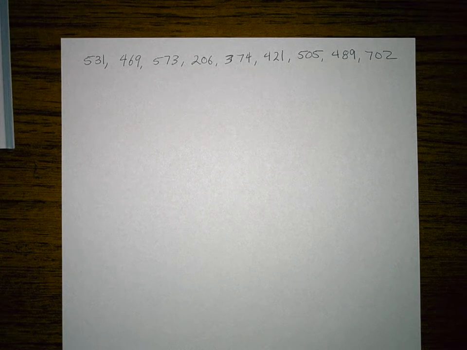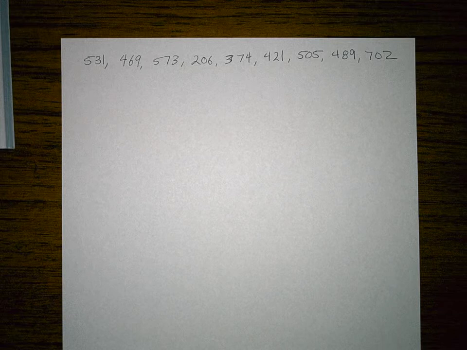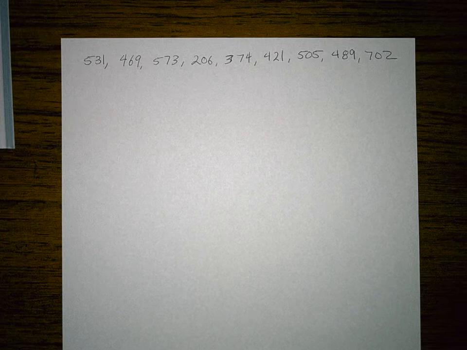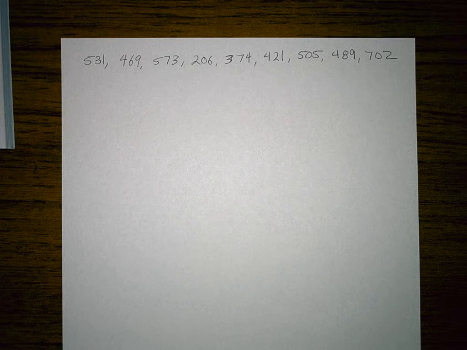We're looking at 6.3, and we're going to create a box and whisker plot. I have a set of data here, and when I do a box and whisker plot, I want some information. I want the minimum, the first quartile, the median, the third quartile, and the maximum. So we're going to find all this information and create a graph to make that work.